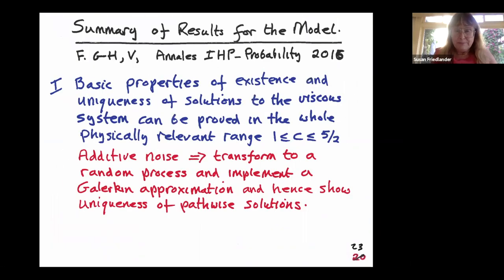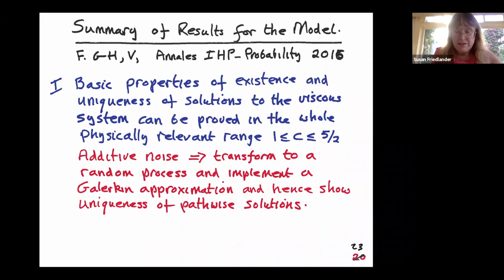So what can we do for the model? For the stochastically forced model, the basic properties of existence and uniqueness of solutions to the viscous system can be proved in this whole range, C lying between 1 and 5/2. Now, when we're trying to prove things, the actual size of C relative to 2 is important, because the Laplacian type term is multiplied by 2^2j. These nonlinear terms are multiplied by 2^Cj. So 2 can be important as to whether we've got a balance between the nonlinearity and the viscous diffusion.